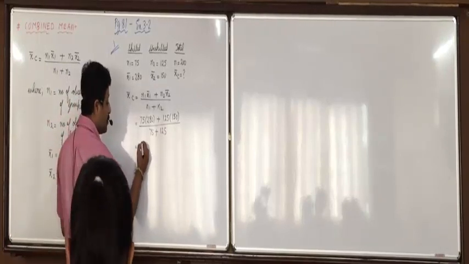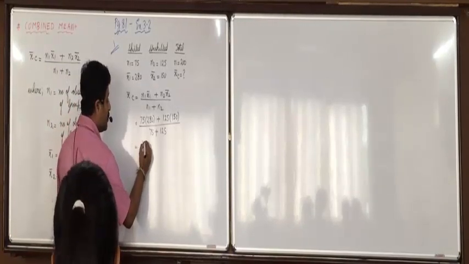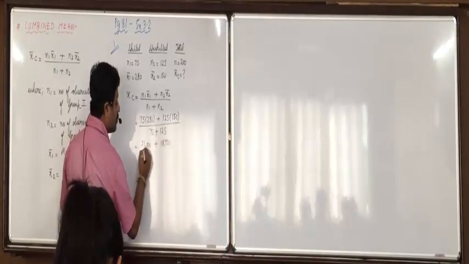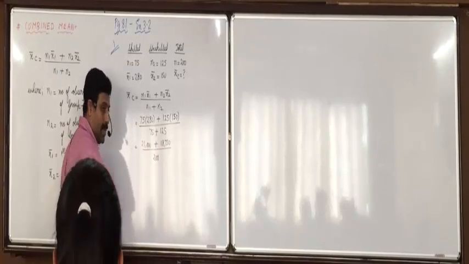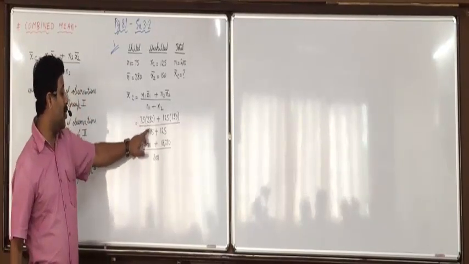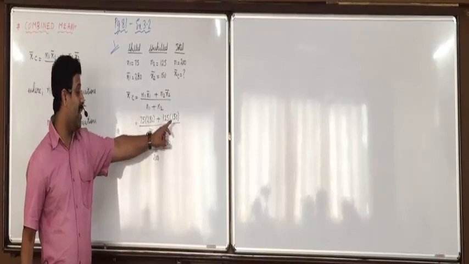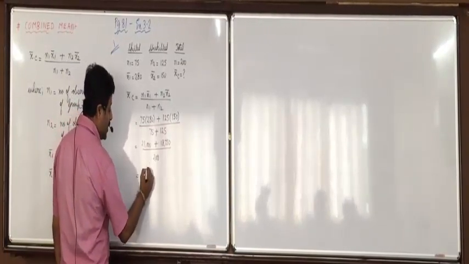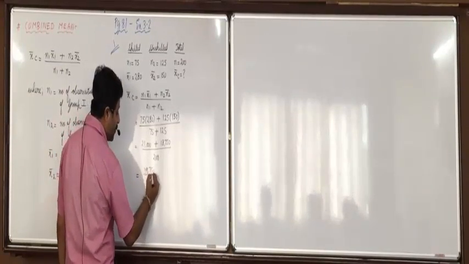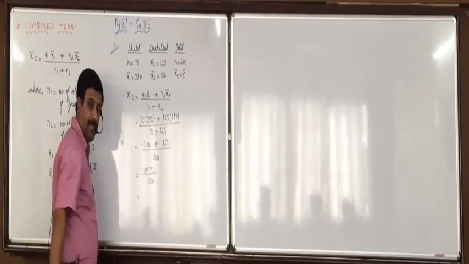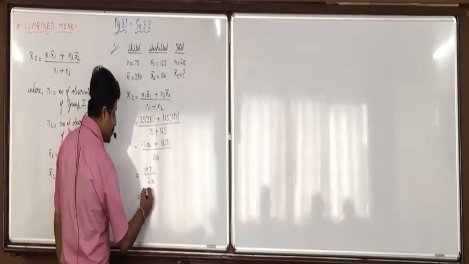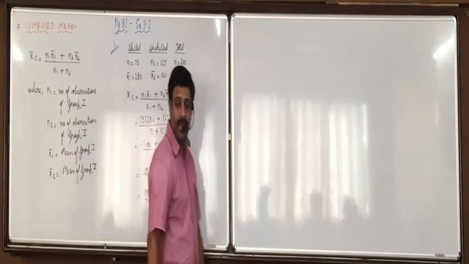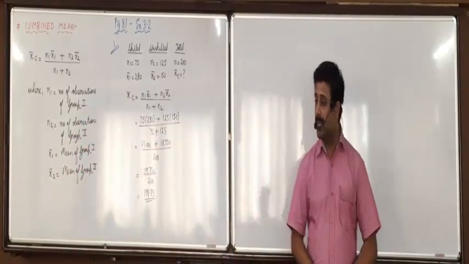75 into 280, 21,000 plus 18,750 divided by 200. Yes, so now 75 into 280 is 21,000. 125 into 150 is 18,750. So 21,000 plus 18,750 is 39,750, divided by 200 is 198.75. Did everyone understand this? Any confusions?